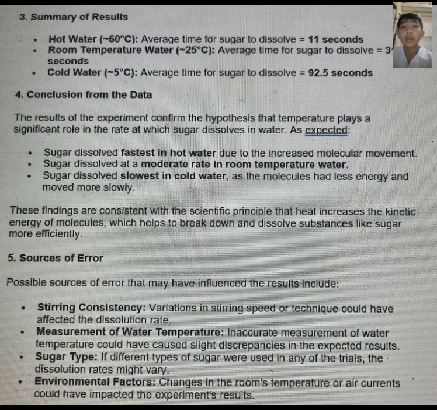Sources of error. Possible sources of error that might have influenced the results include stirring consistency. Variations in stirring speed or technique could have affected the dissolution rate.